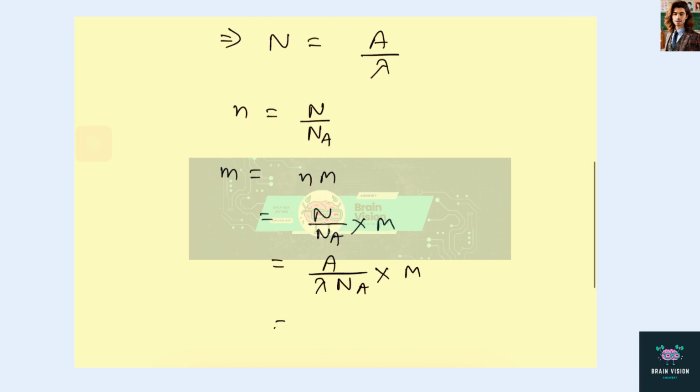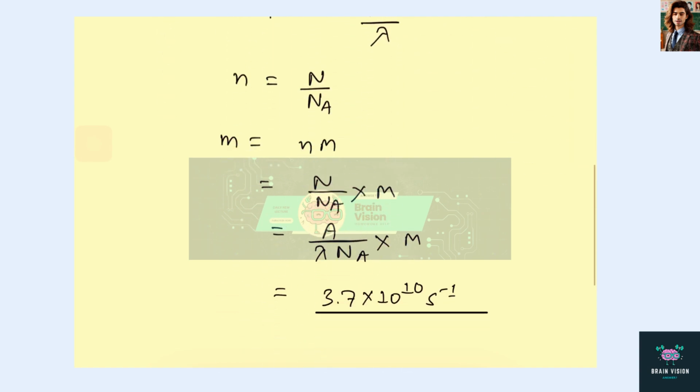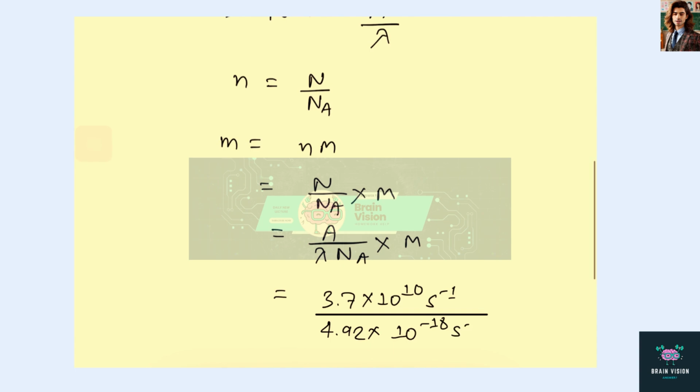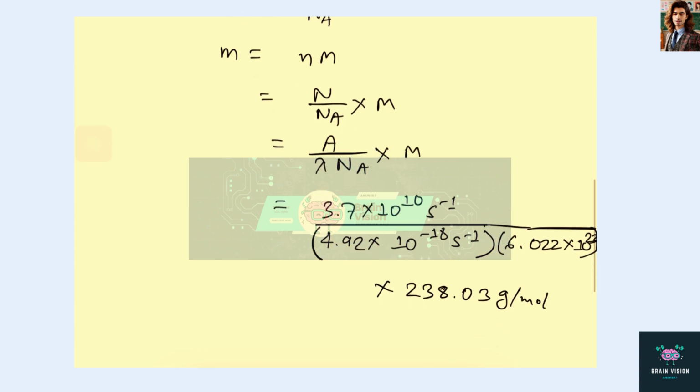Now activity is 3.7 times 10 to the power 10 decays per second, and decay constant is 4.92 times 10 to the power minus 18 per second. Avogadro's constant is 6.022 times 10 to the power 23, and molar mass is 238.03 gram per mole. So mass will be 2.97 times 10 to the power 6 grams.